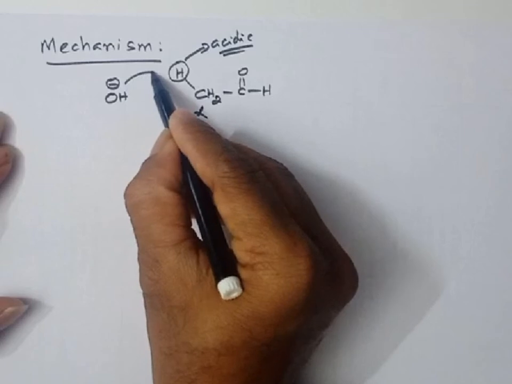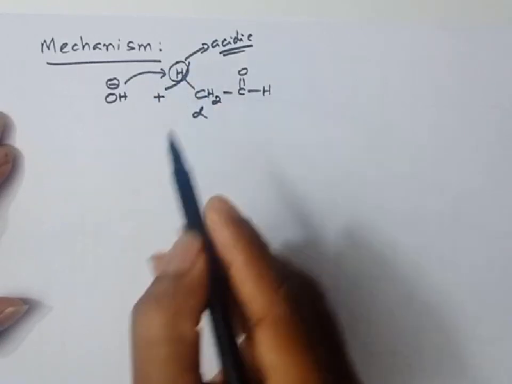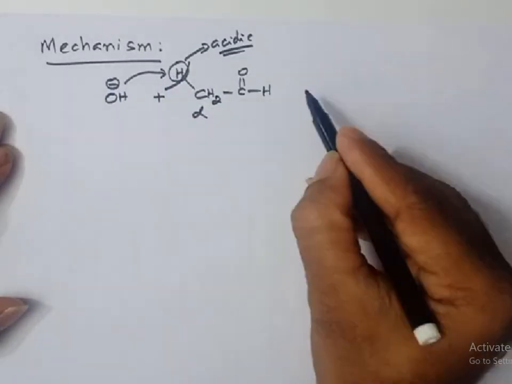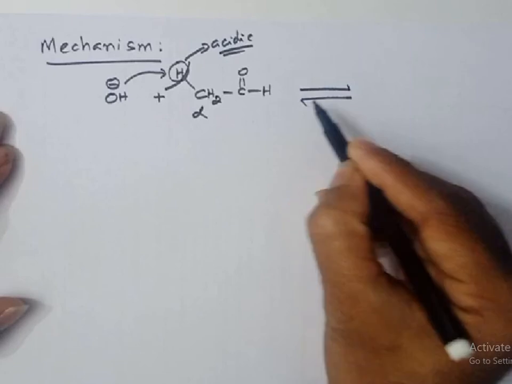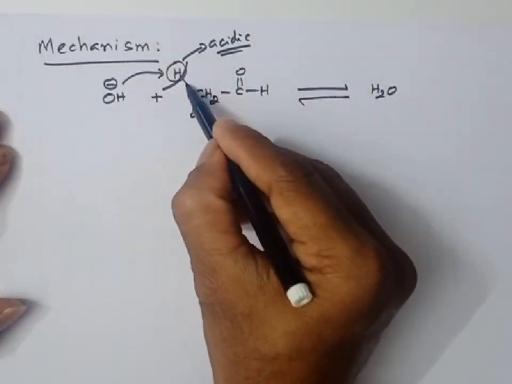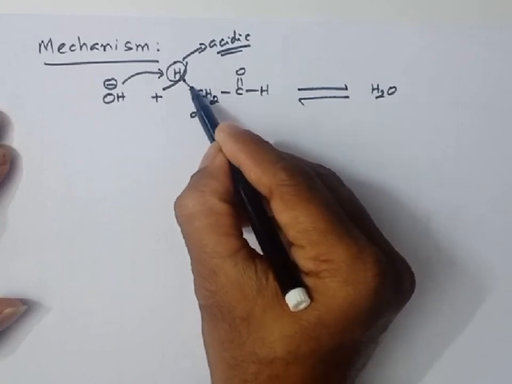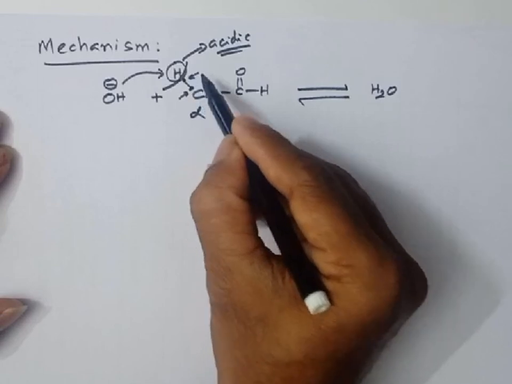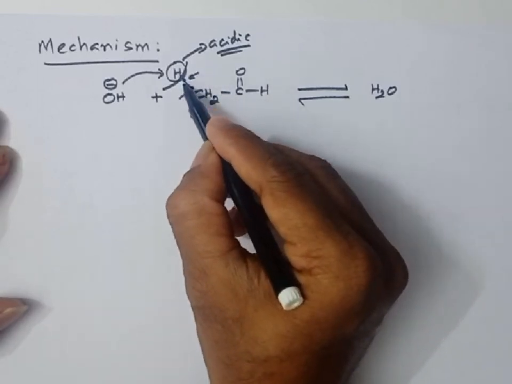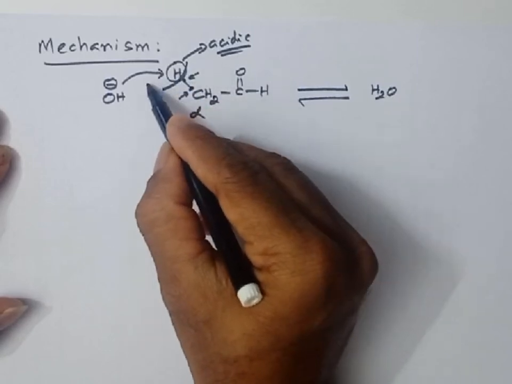So OH minus will remove this hydrogen as H plus. H plus combines with OH minus and forms water. This bond contains 2 electrons, one electron for carbon and one electron for hydrogen. Now hydrogen comes out without that electron. It comes out as H plus.